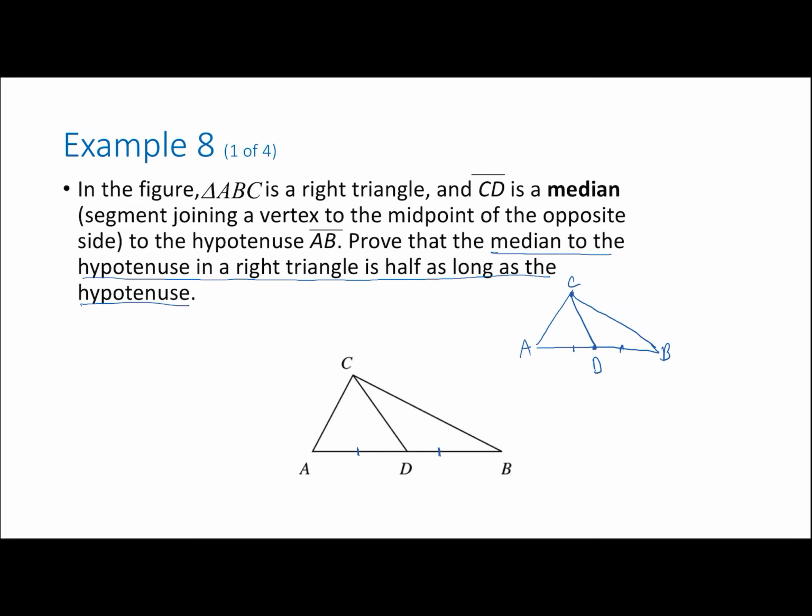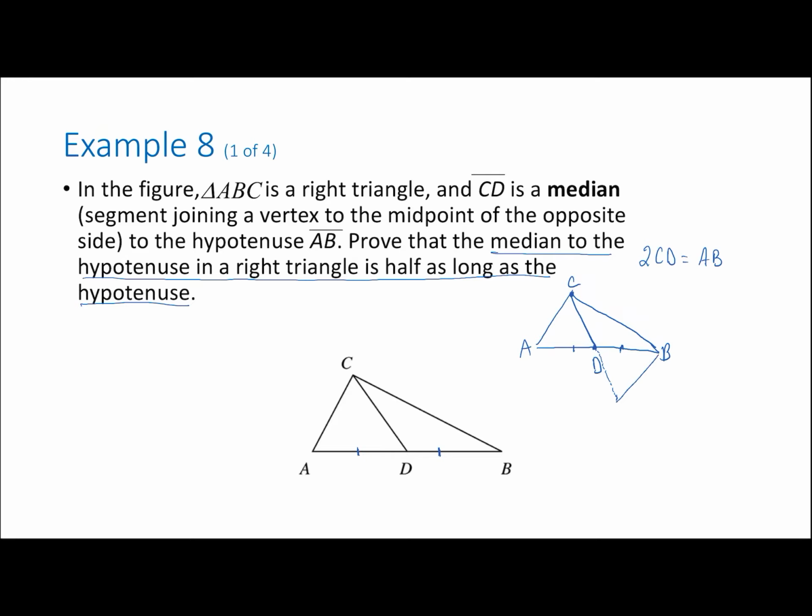So this is A, C, B, and then the midpoint here is point D, which means that those two are equal. There's our segment. And so we're trying to show that CD, that median, is half the length of the hypotenuse. So in other words, 2 times CD, so 2 times the length of this segment CD, would need to equal the length of AB. That's what we're trying to show.